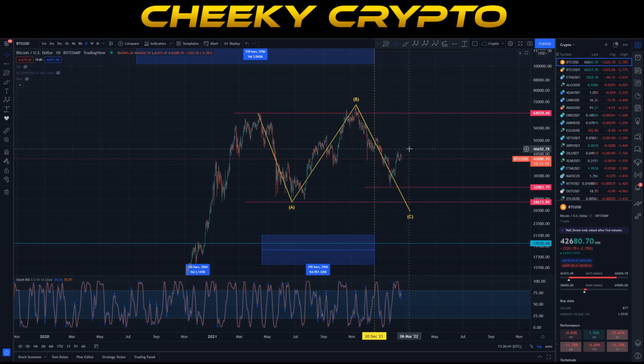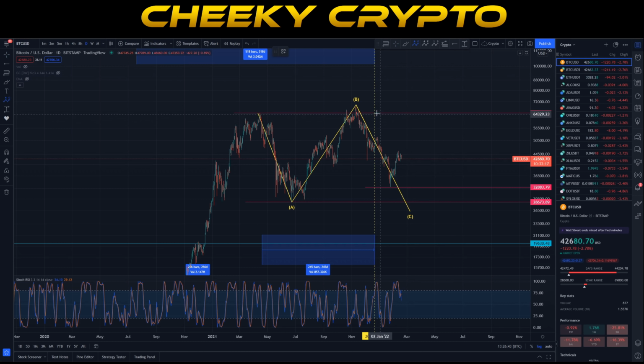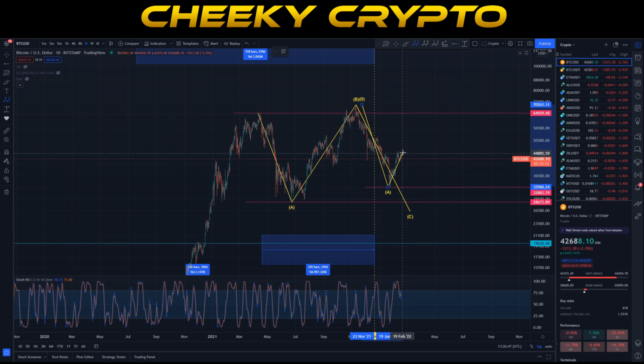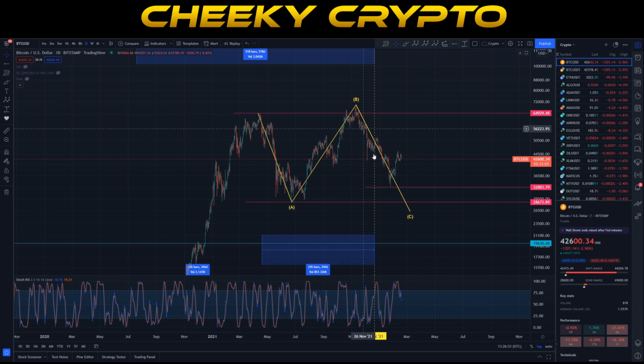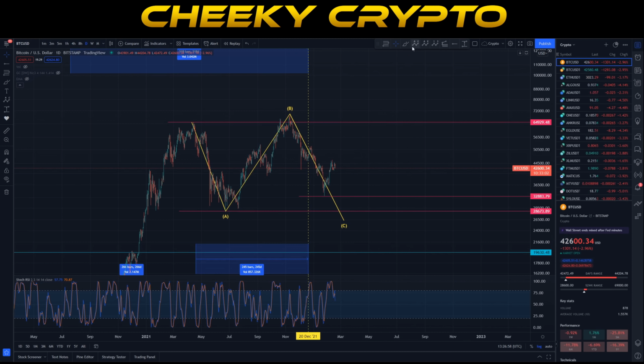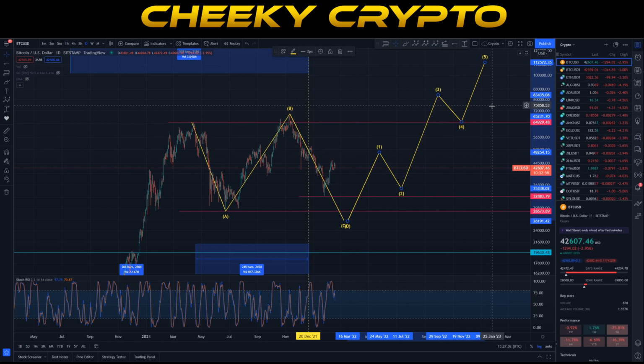We've had the pullback, we've bounced up, and this in itself could be forming out, and I say could be because we won't know for sure just yet, a B wave higher before coming down into this low C range target down here. Okay, which of course completes our larger pattern of a flat correction. After the flat correction, guys, I would be expecting an explosive move to new all-time highs.